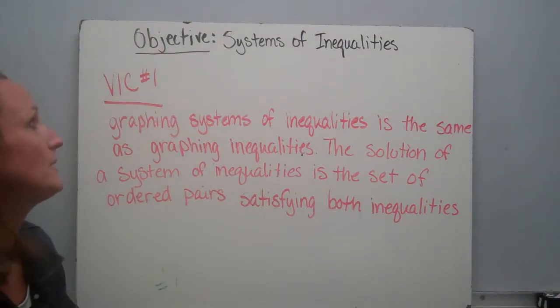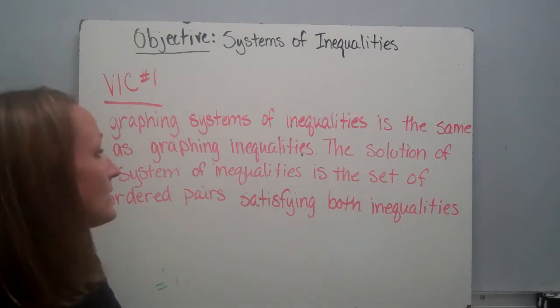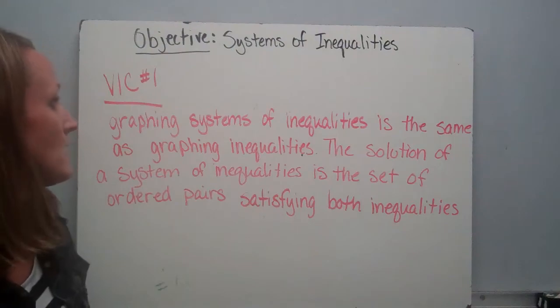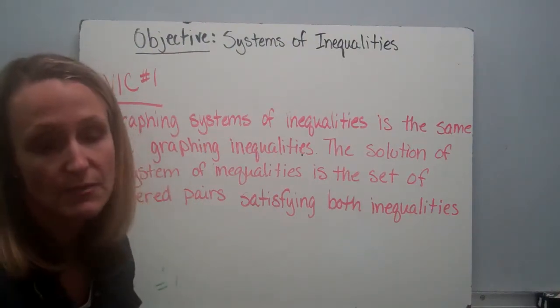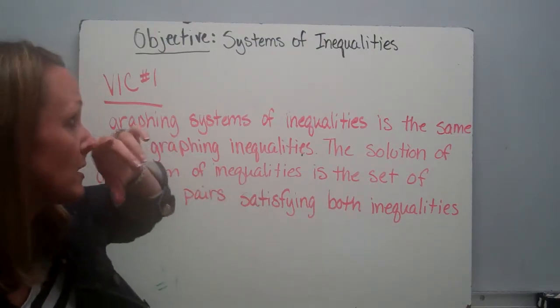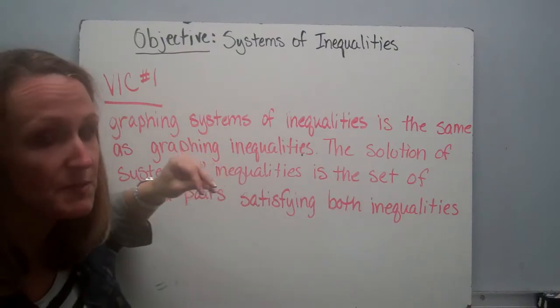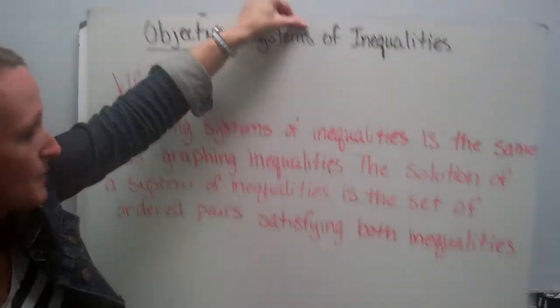Okay, so in this video, we're going to talk about how to graph systems of inequalities. Graphing a system of inequalities is the same as graphing inequalities, except the solution of the system of inequalities is the set of ordered pairs satisfying both inequalities. So you've got to have two inequalities and they're going to cross just like systems of equations, but there's obviously going to be more than one ordered pair because of shading.